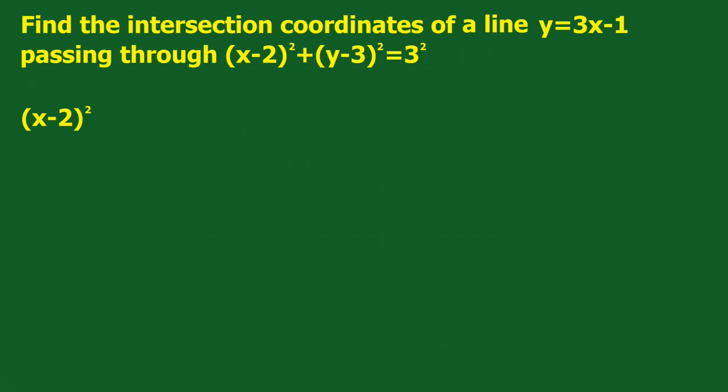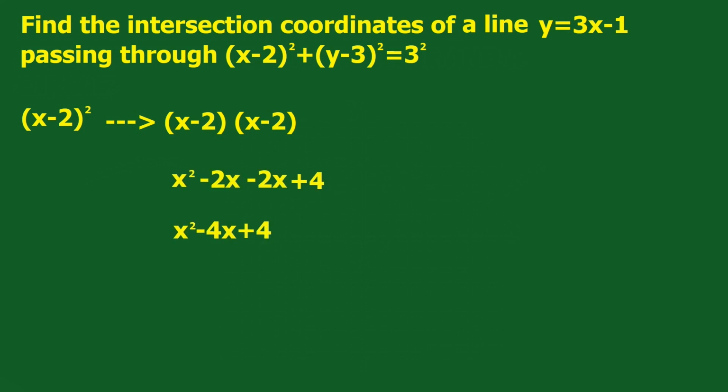The first thing to do is factor out the quantity of x minus 2 squared into two binomials, just like as shown, and do the FOIL method. After doing that, we now have x squared minus 4x plus 4. The next is the quantity of y minus 3. What we do here is we replace the y with the value of y, and y is equal to 3x minus 1. Just like that.